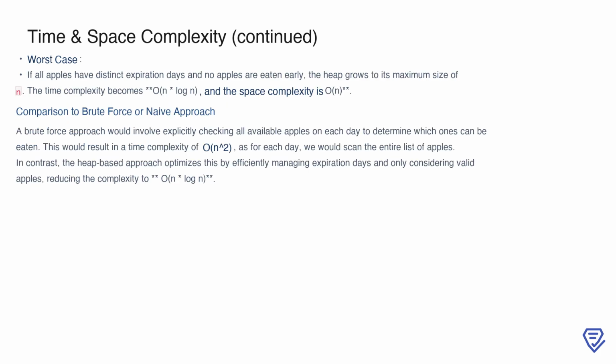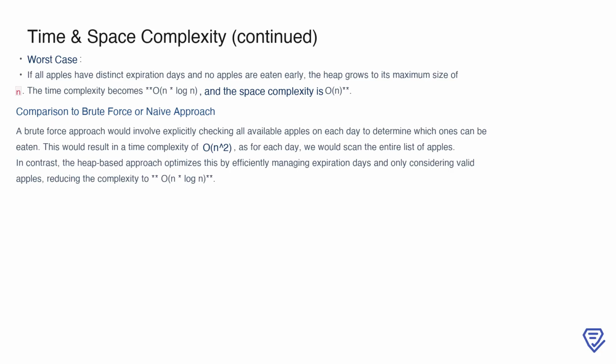In the worst case, every apple has a distinct expiration day, and none are eaten early. This causes the heap to grow to its maximum size of n, and the time complexity remains at O(n * log n). The space complexity in this scenario is also at its maximum, O(n), due to the heap size.